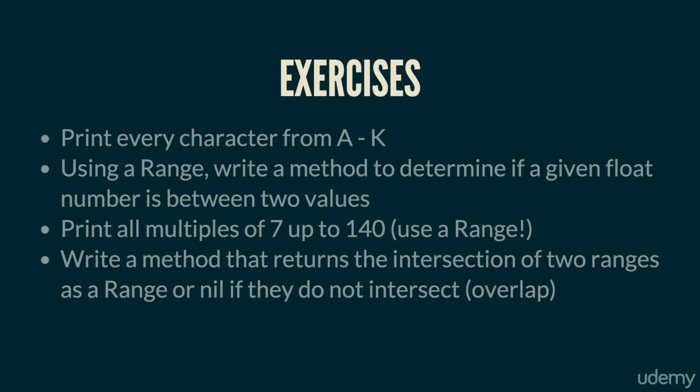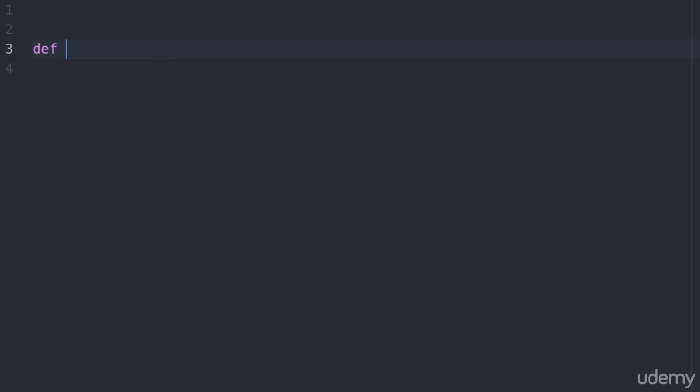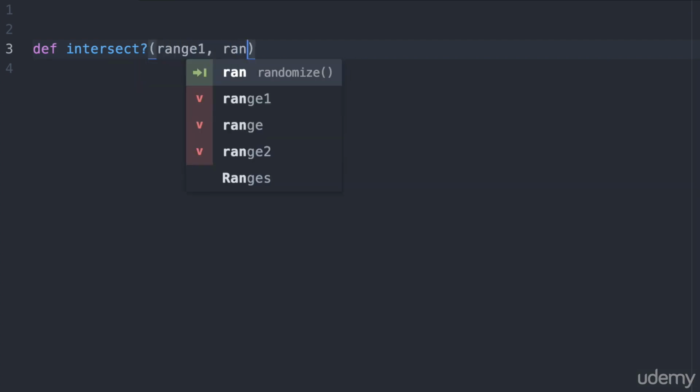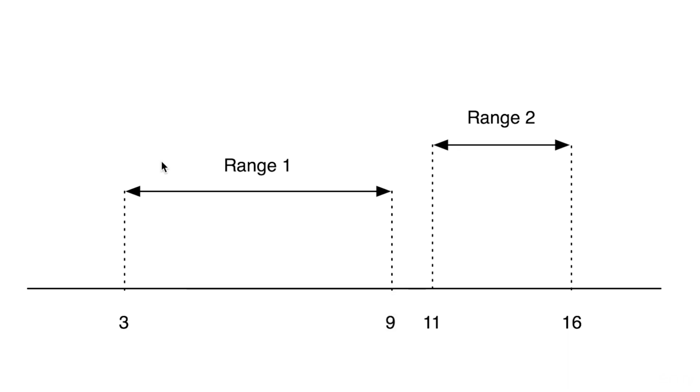And finally, we need to write a method that returns the intersection of two ranges as a range itself. Or if they don't intersect, we simply return nil. Let's start by creating a method called intersect and passing it two ranges, range 1 and range 2. Now to help us visualize this problem, it's helpful to draw a diagram. Let's represent range 1 and range 2 on a number line. So in this case, we can see that there is no intersection between range 1 and range 2. And to determine this, we want to see if the end of range 1, i.e. here at point 9, is less than the beginning of range 2, here at point 11.